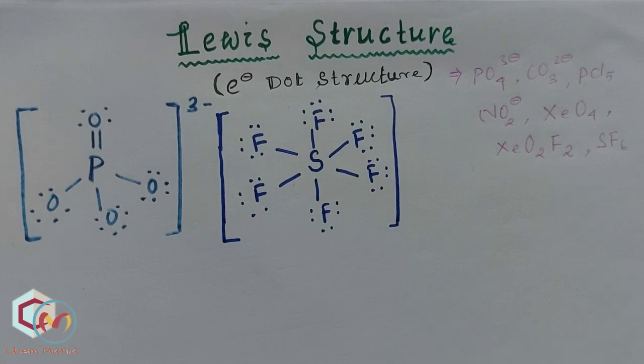Today I am here with a new topic, that is Lewis structure. This is also known as the electron dot structure of any chemical compound. Lewis developed this structure around 1916.